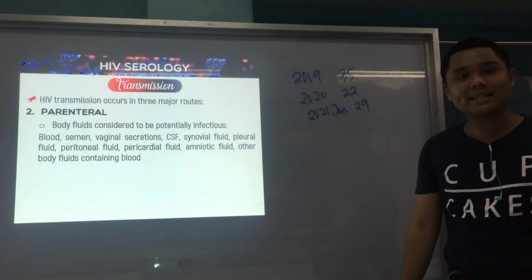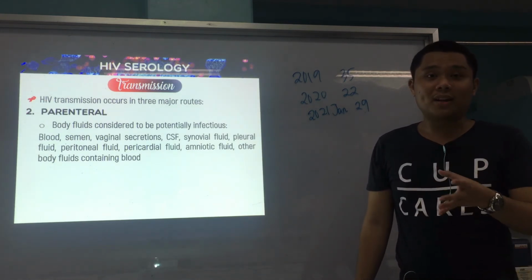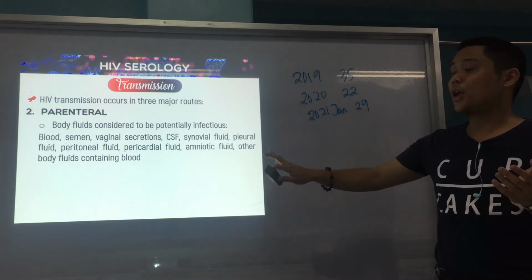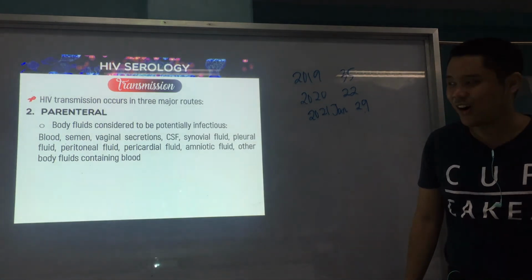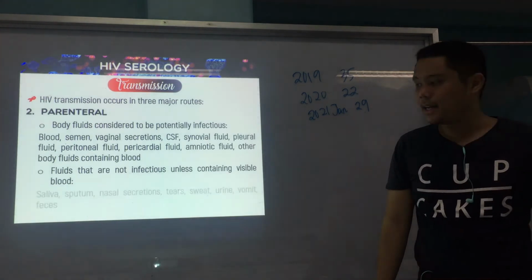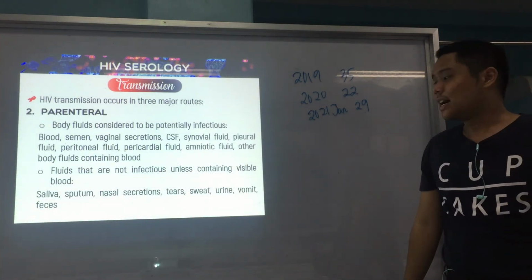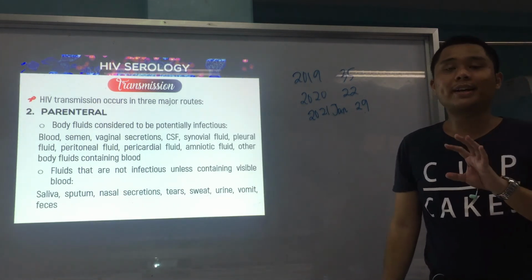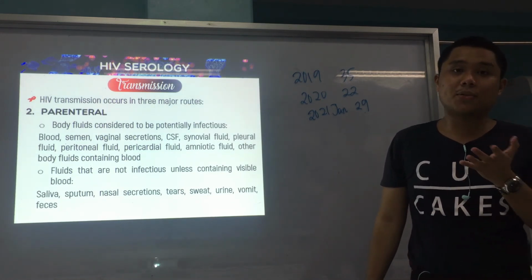As you can see, blood and semen. Blood can be acquired through the parenteral route. You also have vaginal secretions, CSF, and other body fluids as long as they contain blood. The fluids that are not infectious unless containing visible blood are saliva, sputum, nasal secretions, tears, sweat, urine, vomit, or feces. As long as they have no blood, you cannot transmit HIV through these body fluids.